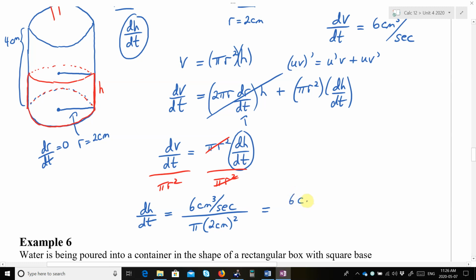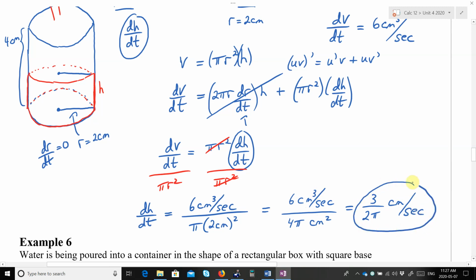So we're going to have 6 centimeters cubed per second divided by 4 pi centimeters squared. Okay, and of course 6 over 4 can be broken down to 3 over 2, and we still have that pi on the bottom. Centimeters cubed divided by centimeters squared is just centimeters, so centimeters per second. Okay, which would be a measure of change in height with respect to time. Okay, so that's a little bit more of a tricky one.